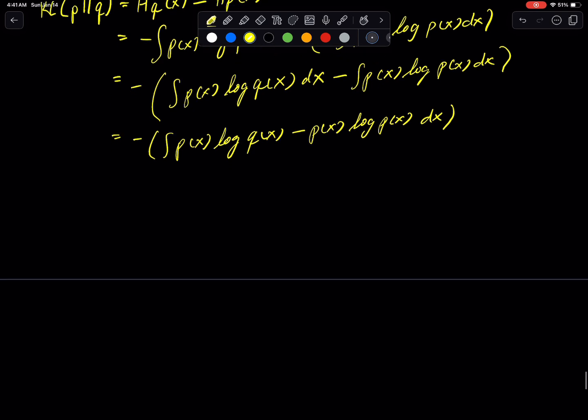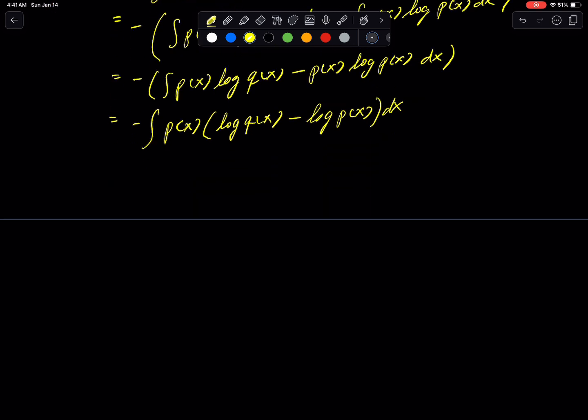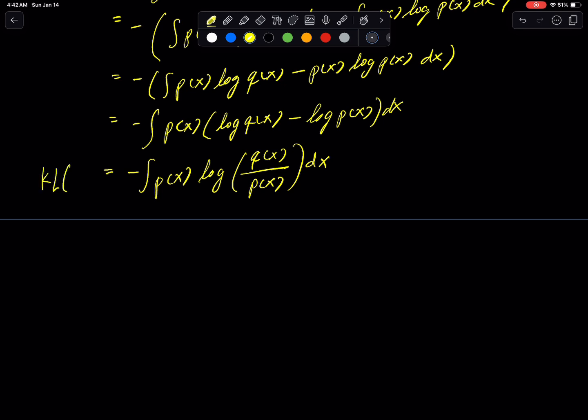We can combine the logarithms to be negative integral of p of x times log q of x minus log p of x dx. And using rules of logarithms, we can simplify this further to be negative integral of p of x times log q of x over p of x dx. And this is the final form of your KL divergence when you're trying to transmit the information of x that's drawn from p given an approximate distribution q.